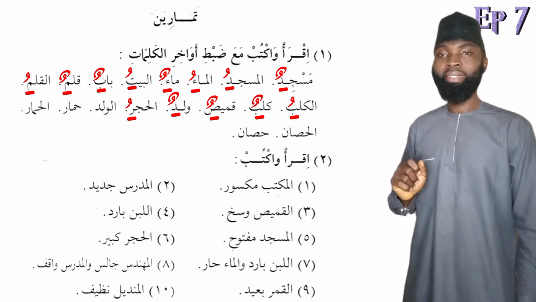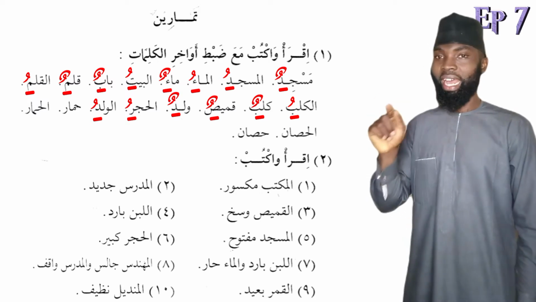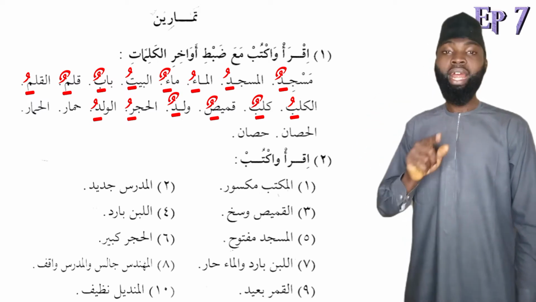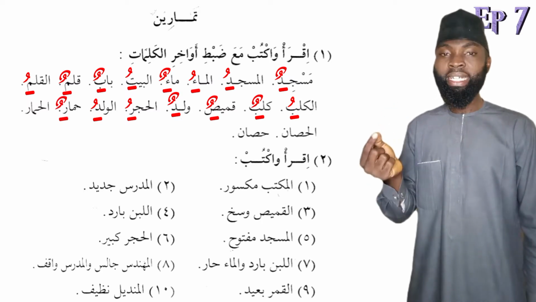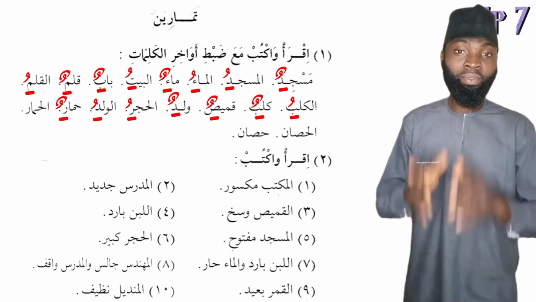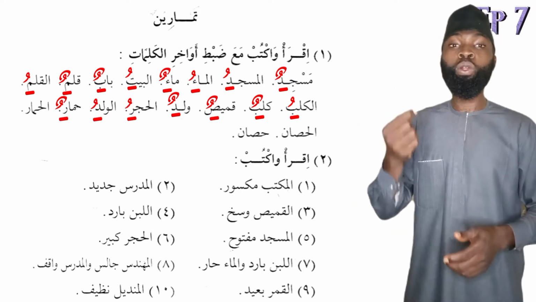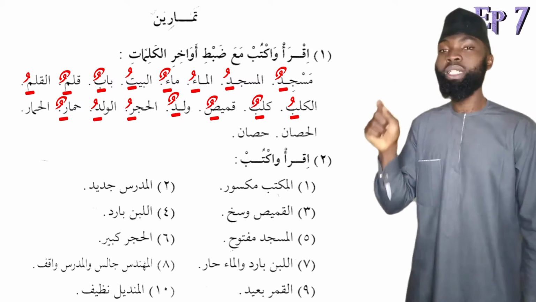al-hajaru. Then al-waladu, al-waladu. Then we have himarun, himarun, because the article alif and lam is not prefixed to this word, so it will end with un sound, himarun.